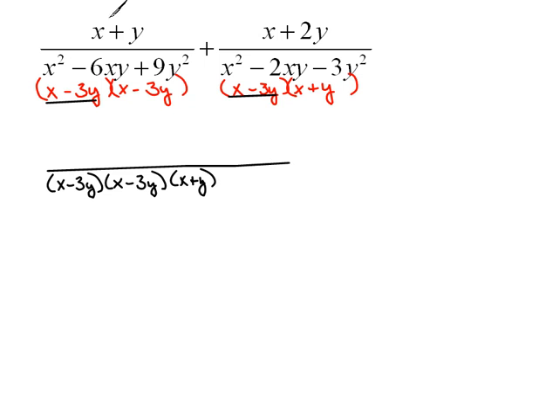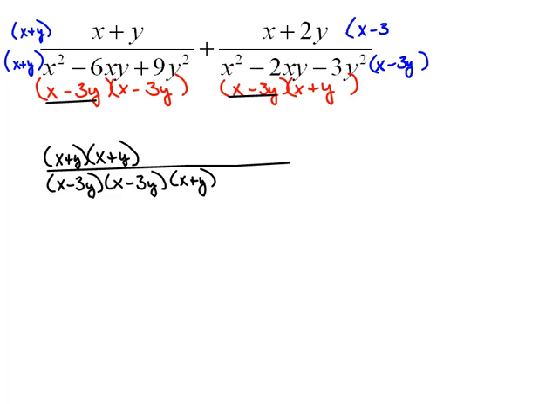Alright, so now let's look at our first fraction. What would we have to multiply by so that we would have the common denominator? In this case, it would be x plus y. So we have to do the exact same thing to the top, which means now we'll have x plus y times x plus y. Now for our second fraction, we have to decide what we have to multiply by to turn that into the common denominator. We would have to multiply by another x minus 3y, which means we're going to do the exact same thing to the top. So on the top now we'll have plus x plus 2y times x minus 3y.